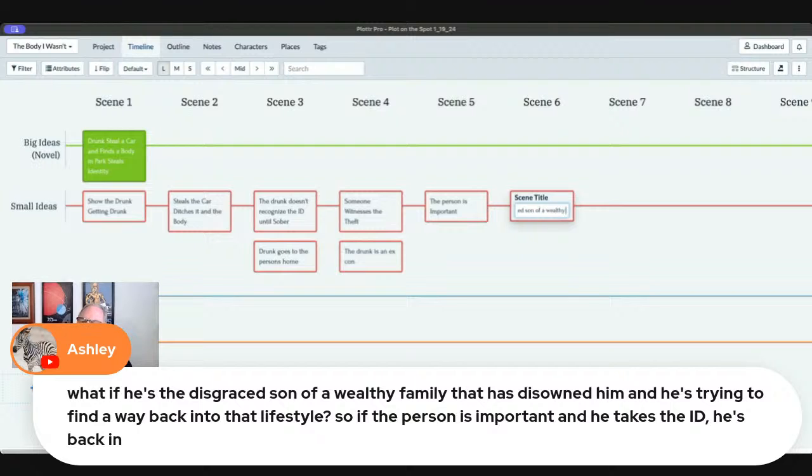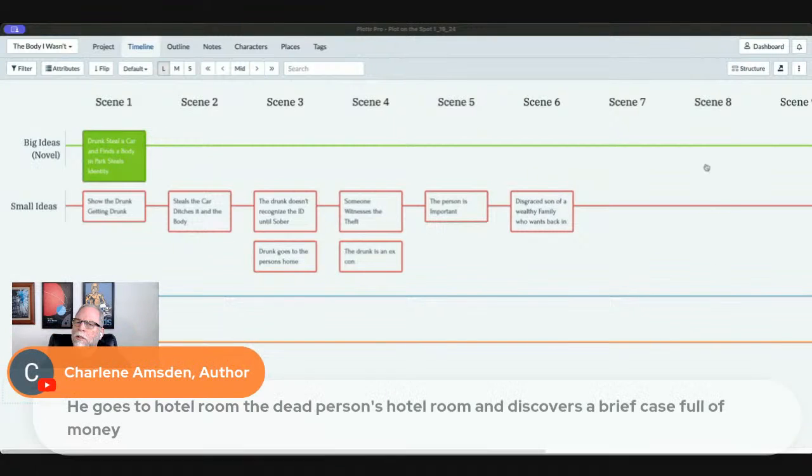A wealthy family who wants back in. Awesome. I like that one. All right. Let's see here. We had some other ones up here real quick. Let me go back to these really quick.